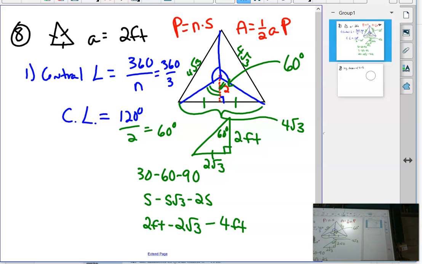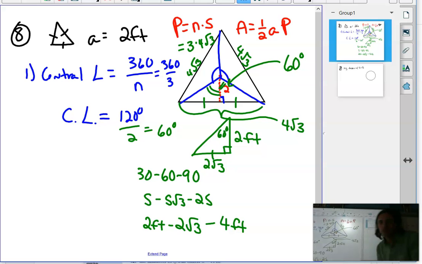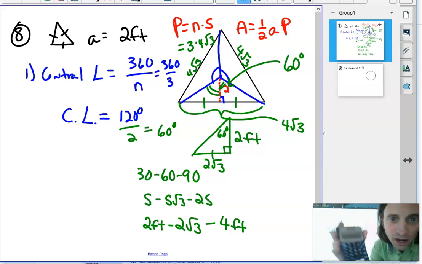Let's break it down. So this is 3 sides times 4 square roots of 3. And that's my perimeter. And I need my calculator, right? And I'm just going to do it straight up on my calculator. 3 times 4 square roots of 3. And that works out to be 20.78. All right, so the perimeter is 20.78 times the apothem, which is 2, times 1/2. Half of 2 is 1. And that's exactly where that answer comes from.